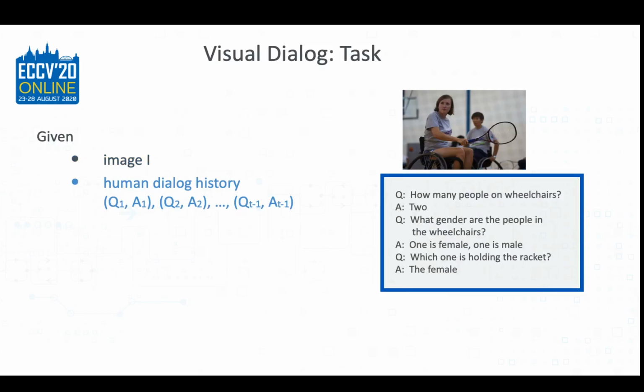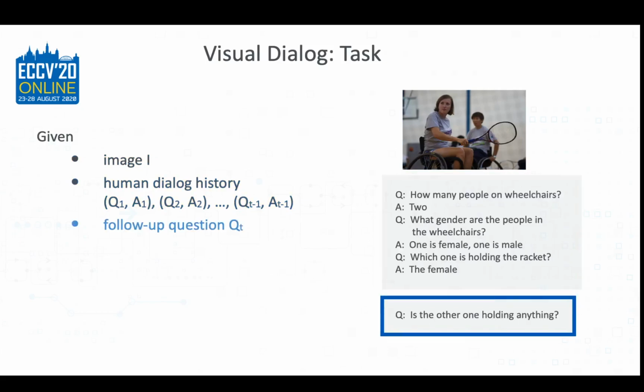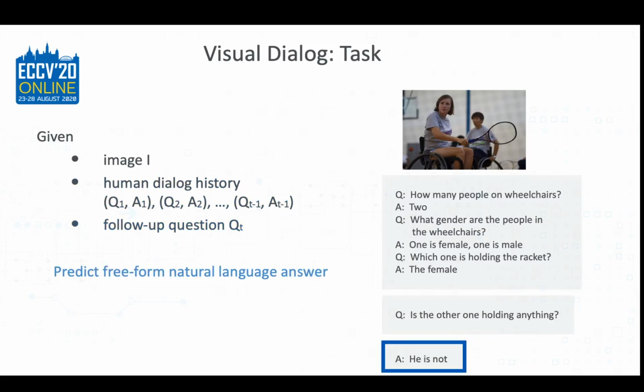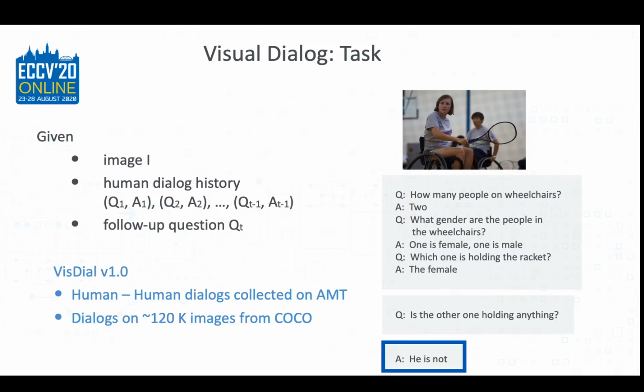The visual dialogue task is the following. Given an image, a natural language dialogue history consisting of a sequence of question-answer pairs, and a follow-up question, the model has to generate a free-form natural language answer. The VisDial dataset is a large-scale dataset for this task, consisting of human-to-human dialogues on around 120,000 images from COCO, sourced from Amazon Mechanical Turk.